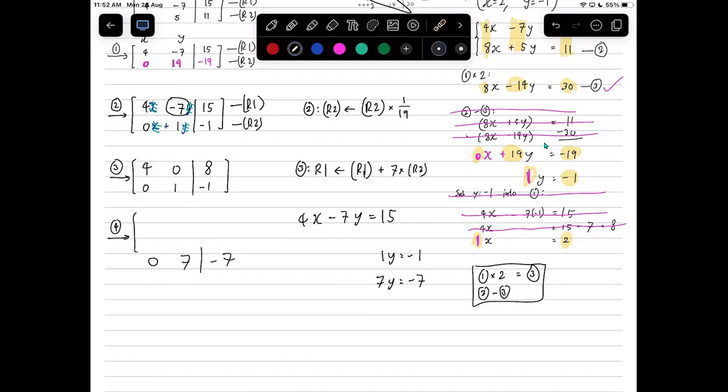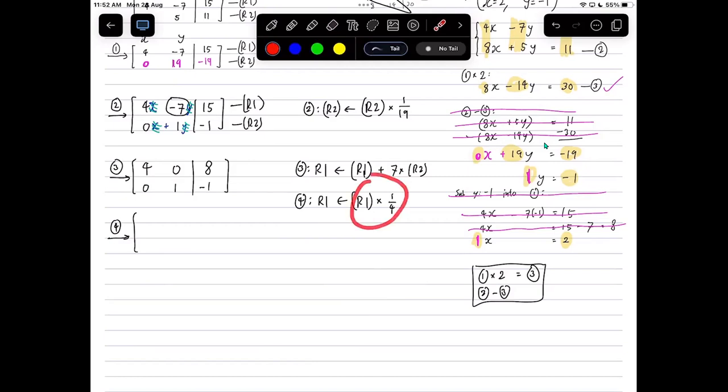So here's how you write it. You're going to write down action number 4. We're going to take row 1, but we multiply by 1/4. And we're going to take this resulting row and replace the original row 1 with the thing that we have just obtained. We take 1/4 of row 1 and we replace the original row 1. This arrow here means replace. Row 1 is replaced with 1/4 of row 1. Does that make sense?